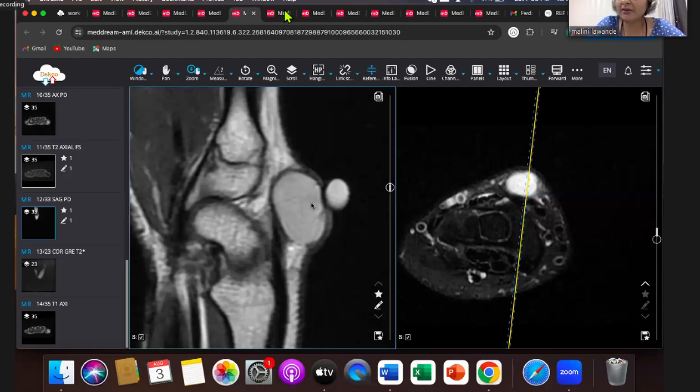Yes, we put the marker with a regular surgical plaster tape.